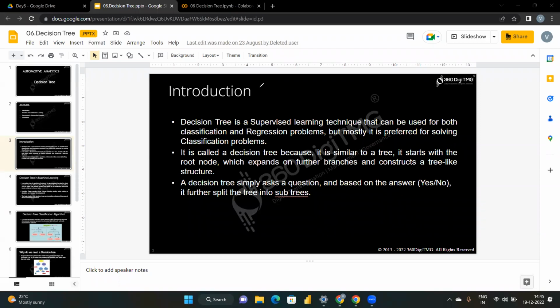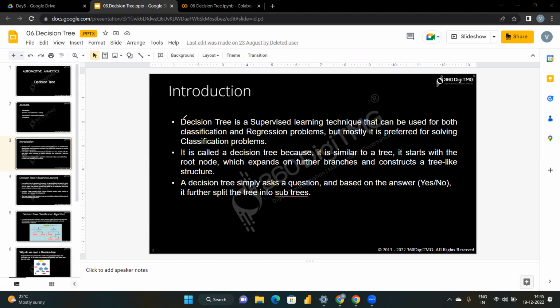A tree can be learned by splitting the source set into subsets. So we will be splitting into subsets for testing. So what does this mean by decision tree? As I said, decision tree is supervised learning. It's a non-parametric supervised learning method, which is utilized for both classification and regression.